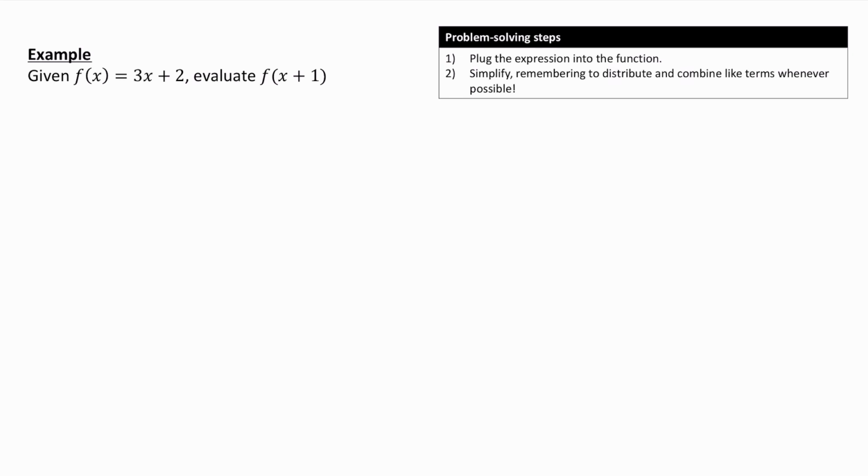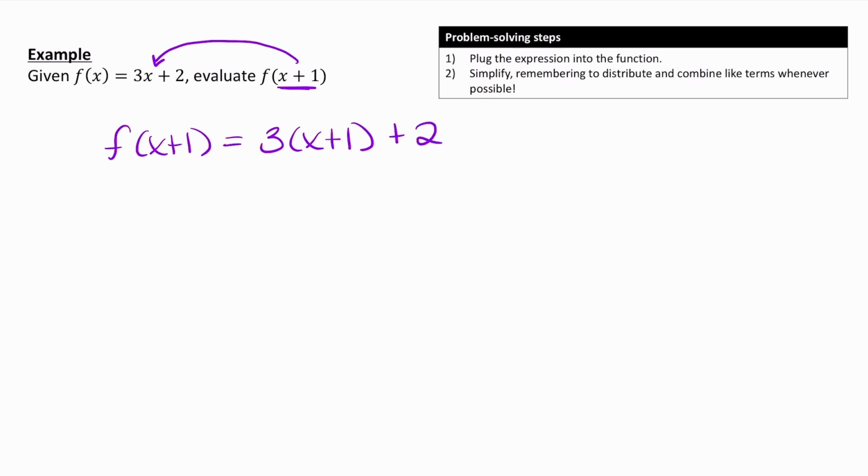So given f of x equals 3x plus 2, let's evaluate f of x plus 1. I'm going to take this x plus 1 and I'm going to plug it into my original function everywhere I have x. So that's going to give me f of x plus 1 equals 3 times x plus 1. Okay, so you see all of x plus 1 gets plugged in for x. And then remember, I still have that plus 2.